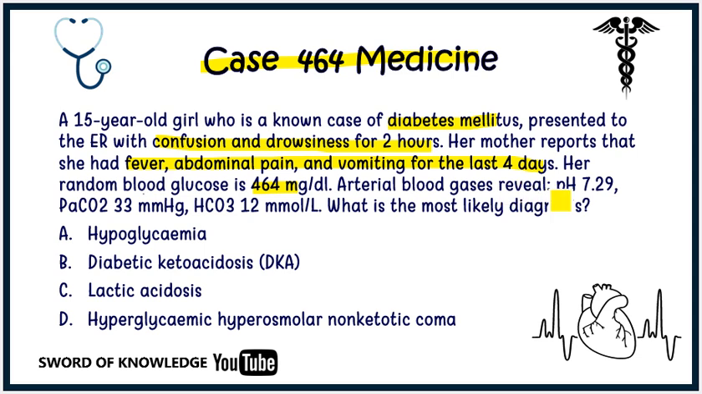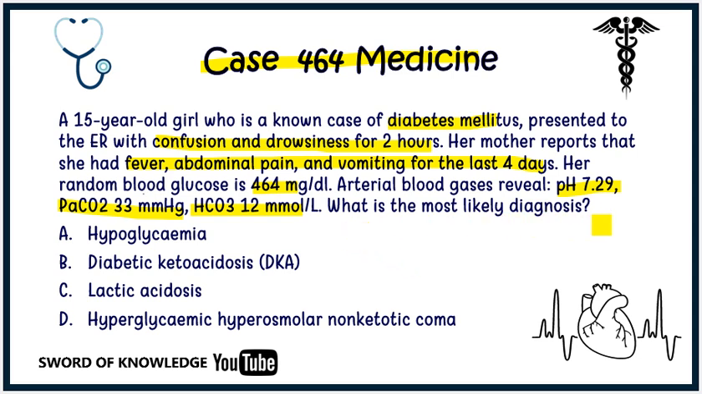Arterial blood gas reveals a pH of 7.29. What is the normal value of pH of the blood? Yes, you know, 7.35 to 7.45. And PaCO2 is 33 mmHg. What is the normal value? The normal value is about 35 to 45 mmHg. And bicarbonate is 12 millimole per liter. What is the normal value? This is 22 to 25 or 26.